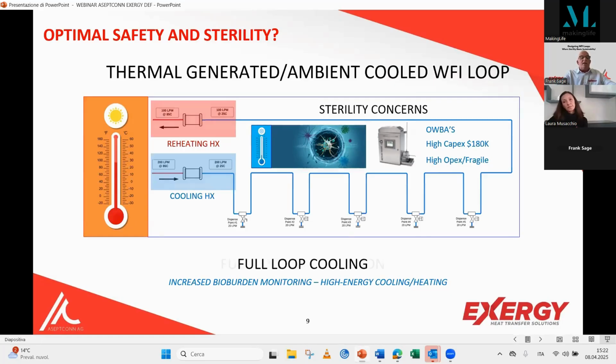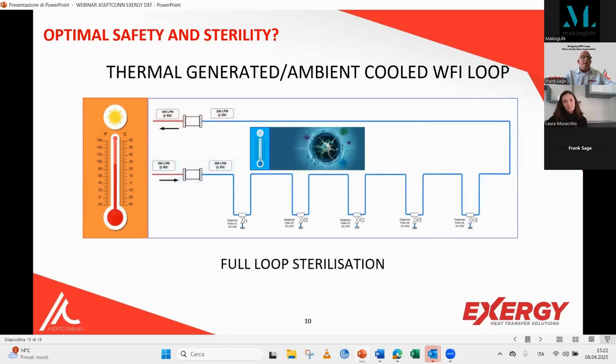Regular and costly calibration is needed to remain within GMP regulations. And finally, this system requires 24/7 high delta T, 60 degrees C, high energy reheating on the return leg and on the cooling supply leg.